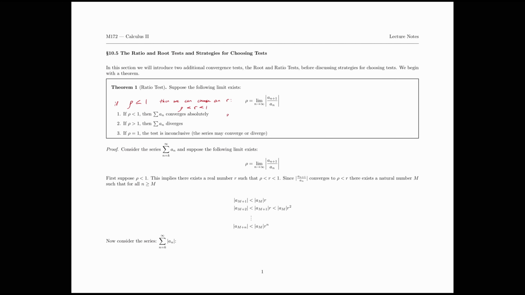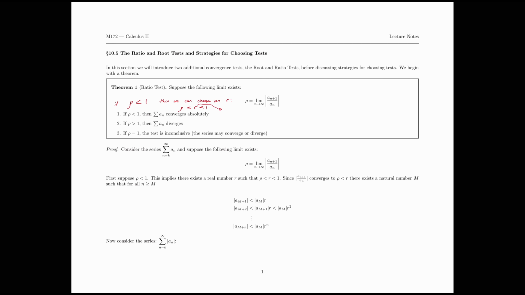For instance, if the ratio is 3/4, and that's less than 1, then I can definitely find a number between 3/4 and 1. For instance, I could pick 4/5. So that's always true. No matter how close this rho is to 1, as long as it's strictly less than 1, I can always find a number between rho and 1. For instance, I could take the average of these two numbers, and that's guaranteed to live between. So it's always possible.